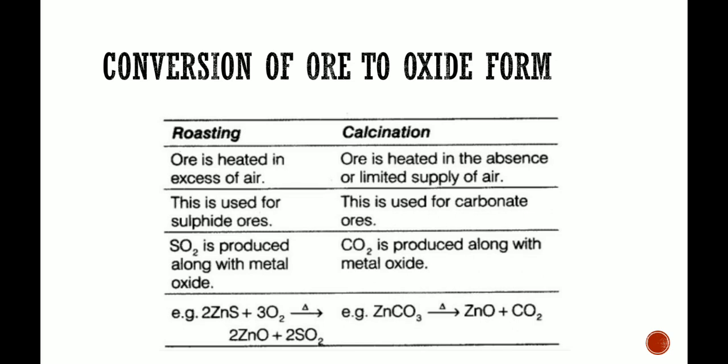So in the next session we'll see how we can reduce the oxide to different metals by using different methods, and also we'll learn about the Ellingham diagram, which is very important.